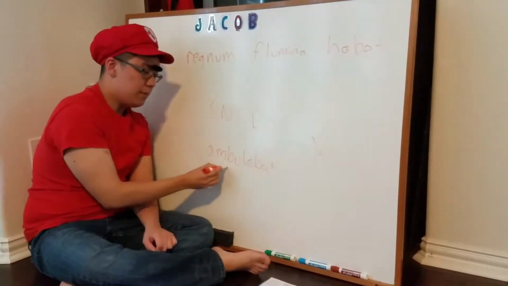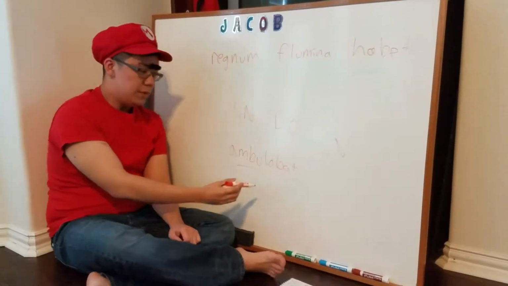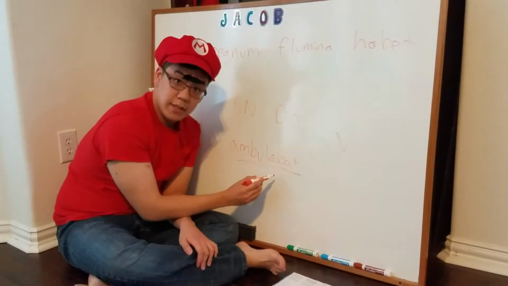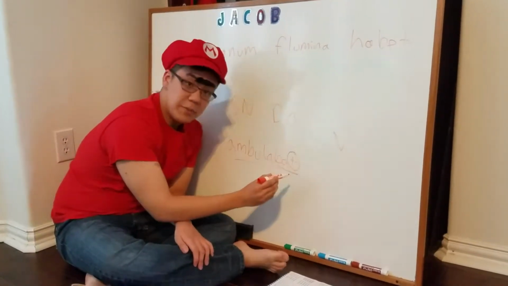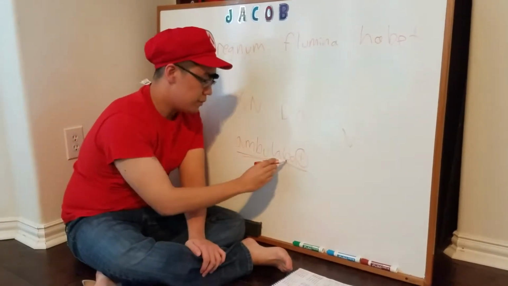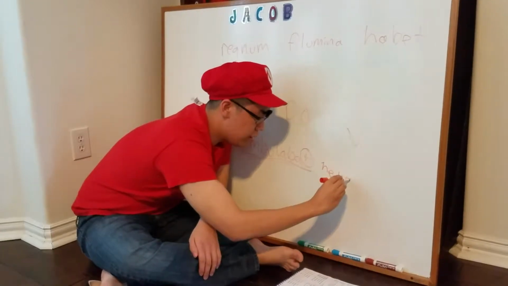Ambulabat, that in itself is actually a sentence. You look at the bat, which means this is imperfect tense. You look at the T, which means this is third person singular. And then you have ambula, which is walk. This translates to he was walking.